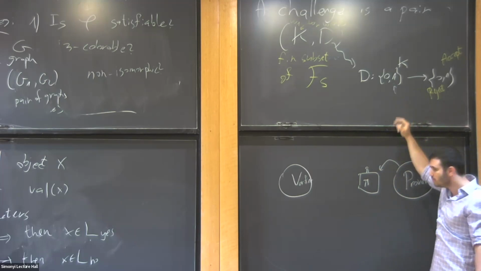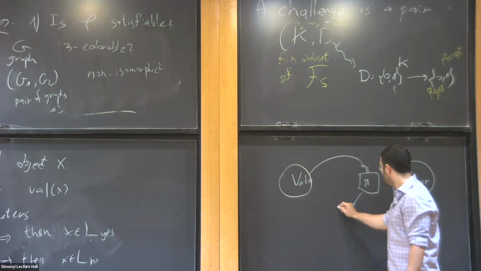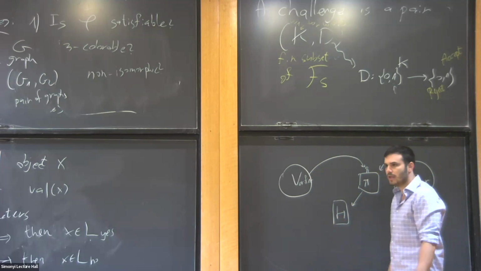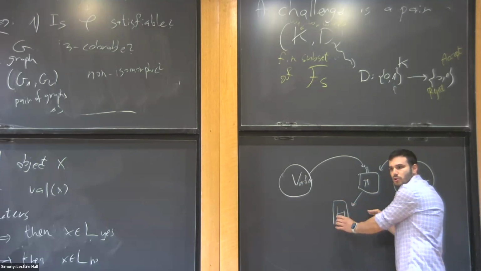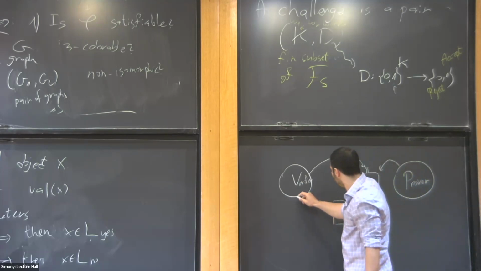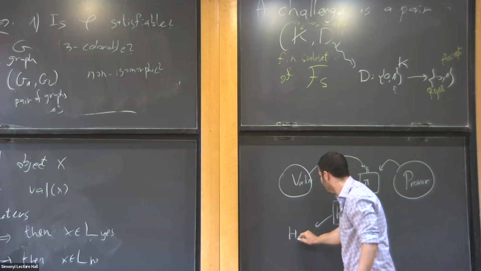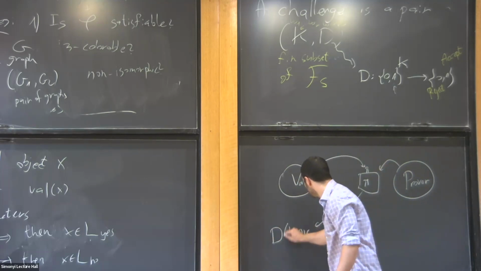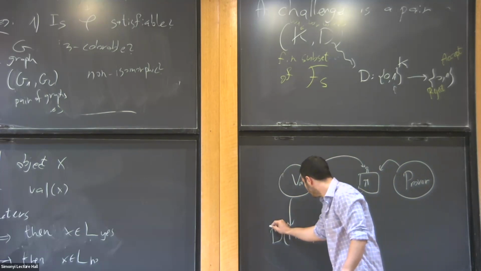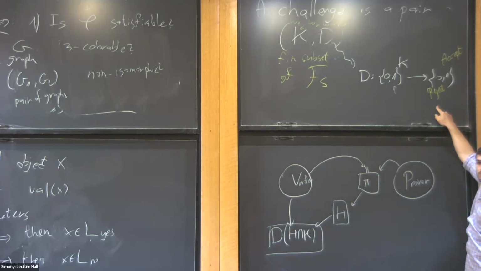So what does the verifier do? The verifier pushes the button. It gets as output a subgroup H. And again, you can think of this as the oracle that you're interacting with. This is an indicator function. It tells you for any element of the group, whether it's inside H or not inside H. And then the verifier will just evaluate. So it will take H intersection K and evaluate D on it. That's what the verifier will do. And this is now either accept or reject.